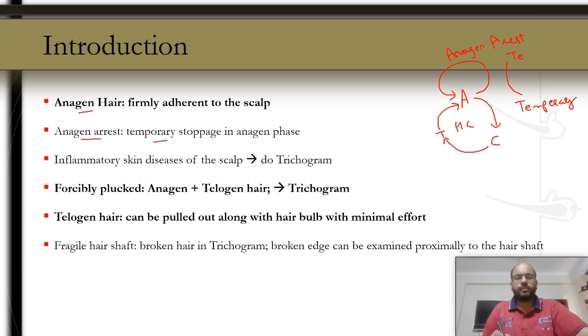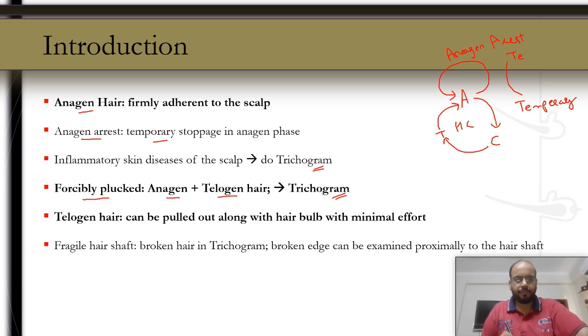Clear? Whenever you see a patient that has inflammatory skin diseases of the scalp, particularly where you can find long hairs to pull out, do a trichogram and you will learn a lot about what pathological process is affecting that shaft. Now, when you forcibly pluck the hair shaft, you get both hairs, anagen and telogen. Remember, anagen hair shafts are firmly adherent to the scalp and require force, while telogen are loosely adherent and come out with minimal effort. So when you use force to pluck out hair shafts, you get both anagen and telogen. And when you look at them under a microscope, it's known as trichogram.